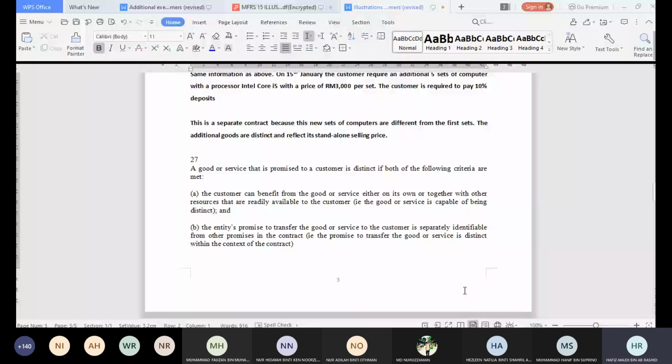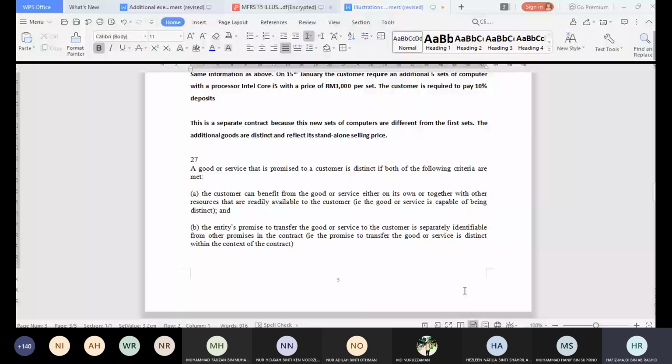then you also need to look at whether the price of the additional 50 more units is reflected in the stand-alone selling price. If it is reflected in the stand-alone selling price, then only you create a new contract. If it does not reflect the stand-alone selling price, then you will go to no. Then you only apply the criteria of distinct or non-distinct.